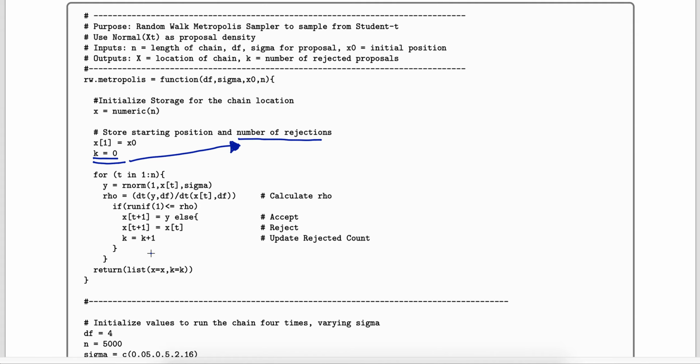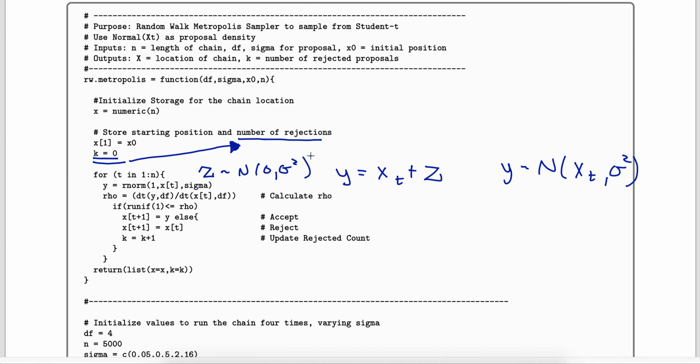The body of our function here looks similar. We're going to propose our value, and I kind of did this in one step here. Our proposal was we generated z from normal 0 sigma squared, and then y, if you remember, was xt plus z. So we said y was normal with mean xt and variance sigma squared. I've just shifted it by xt, so I did that in one step. y is our norm: I want one with mean of where I currently am and standard deviation sigma.